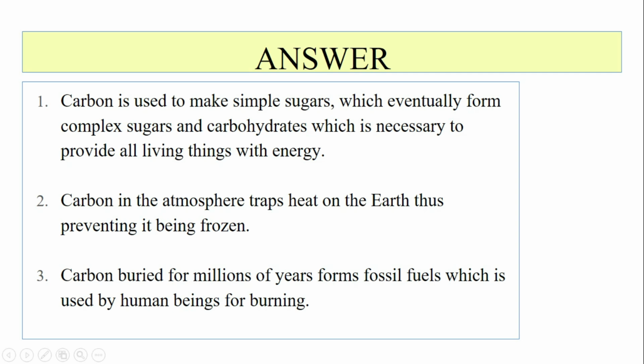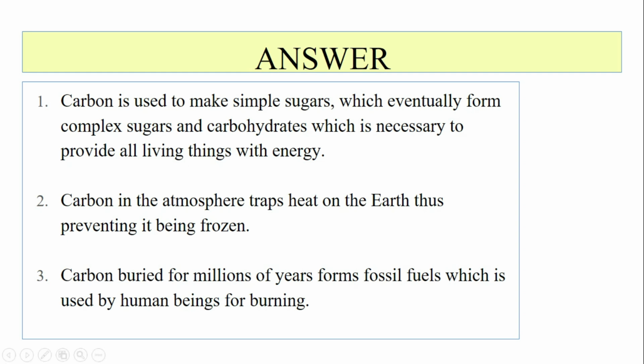Alright, so number 1 is carbon is used to make simple sugars, such as glucose, which eventually forms complex sugars and carbohydrates, which is necessary to provide all living things with energy. So the first main function of carbon is that it is used to make food, and you know all living things need food for energy.